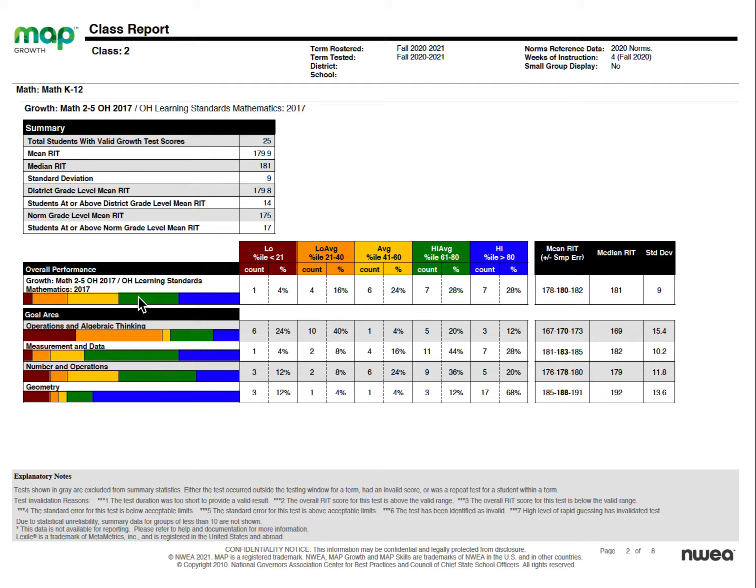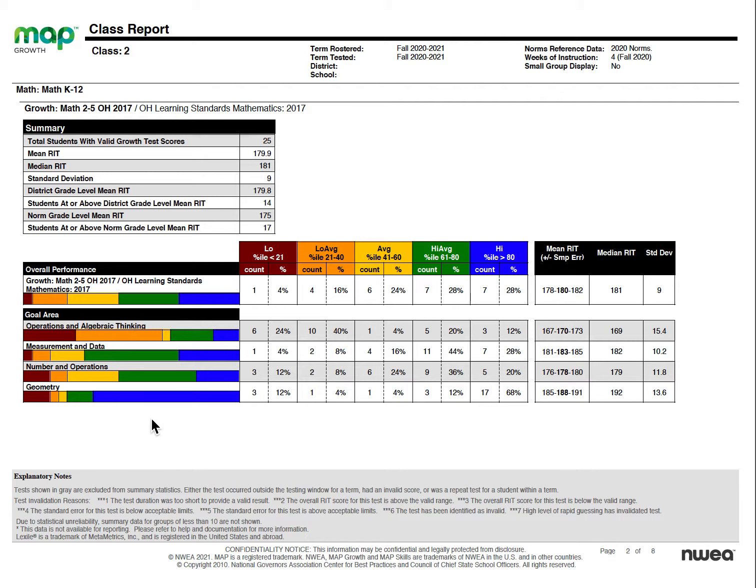But what we want to do is look at the goal areas. So these are the areas that are tested, and take a moment and think, where are my students performing really well? And where might we need some extra work? And also, I wonder why that is. So when you're looking at this report, you want to just keep thinking, I wonder. And you have all of this data, and it can give you questions.